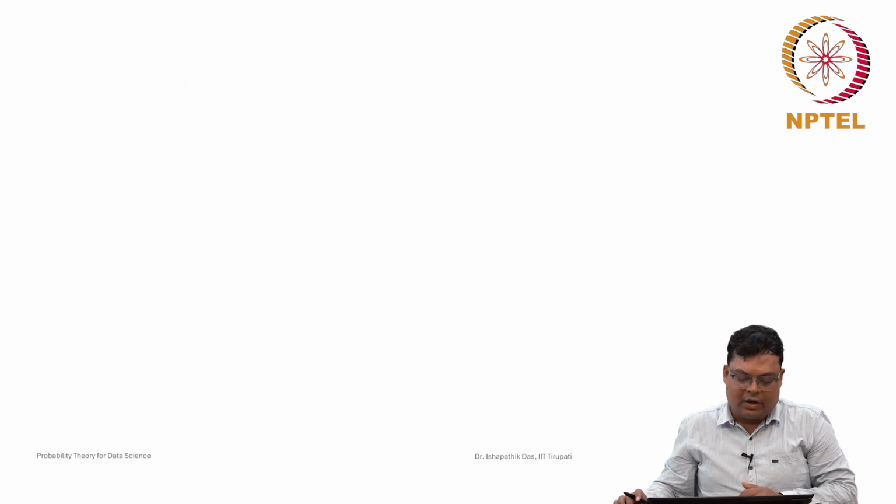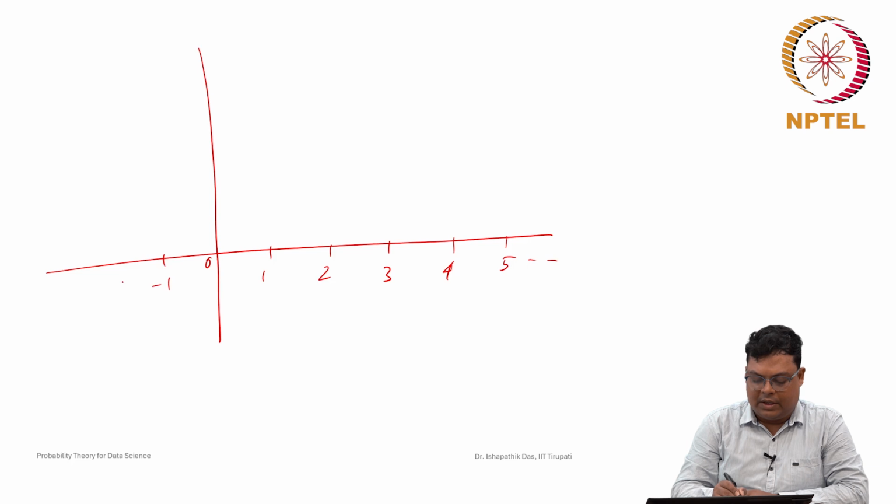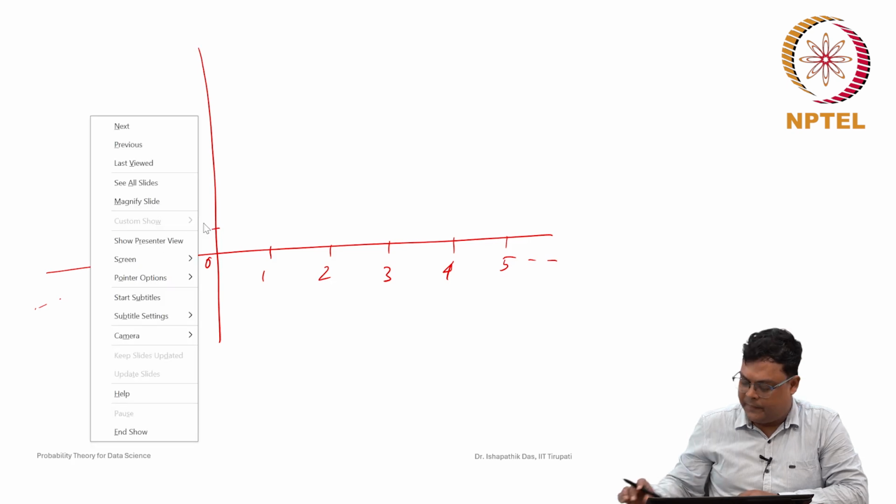Now we want to represent this function graphically. Suppose this is 0, then 1, 2, 3, 4, 5 like this, minus 1, minus 2 like this. Now I want to mark this as 1 by 4, 2 by 4, 3 by 4, 4 by 4. One minute, I made a mistake. I just want to divide it again.